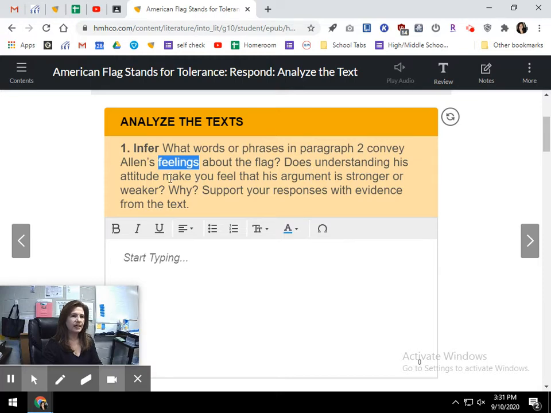Does understanding his attitude, and that's his tone, attitude and tone are the same when we're talking about the author's feelings about something, make you feel that his argument is stronger or weaker, and why? And support your responses with evidence from the text. So the text evidence is going to be these words or phrases that convey his feelings. I think that's something you would need to go back and mark up.